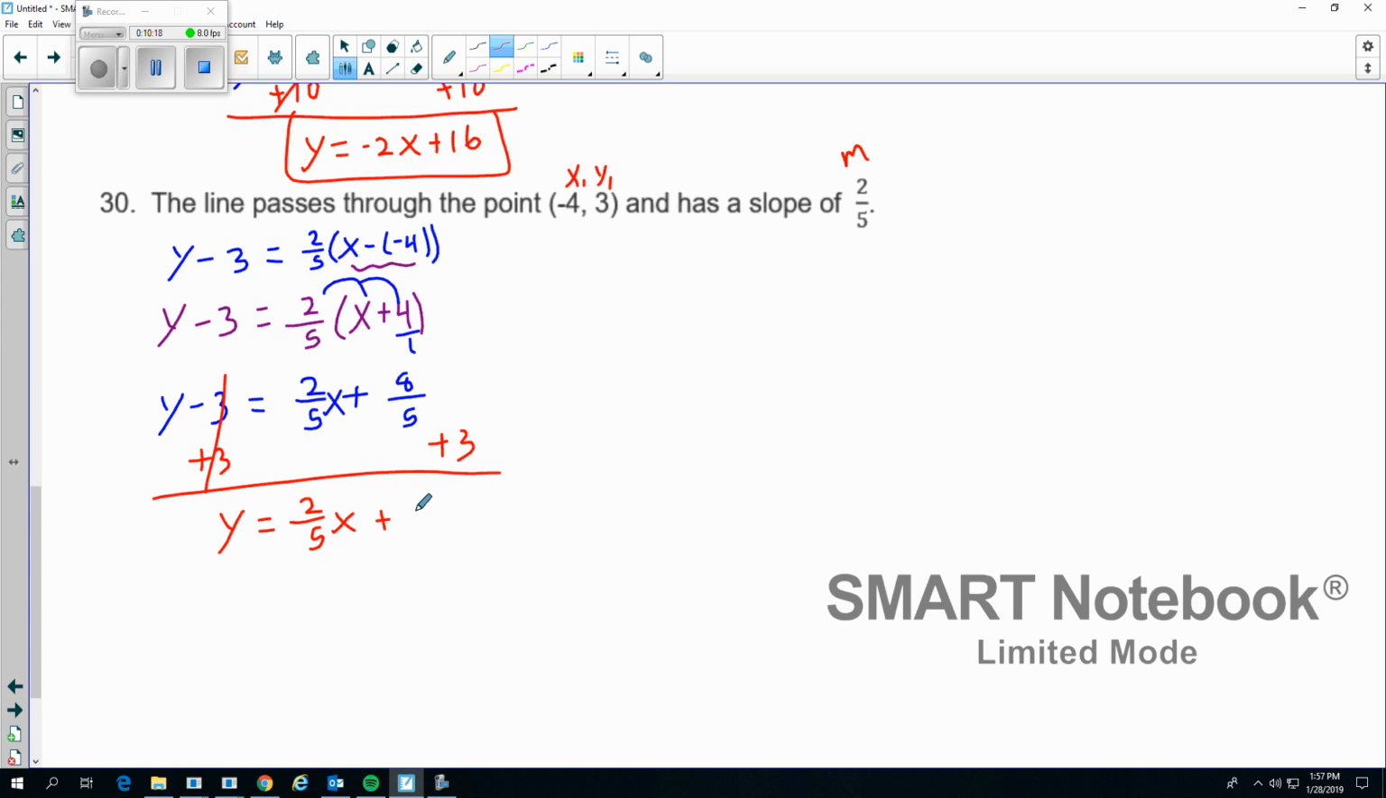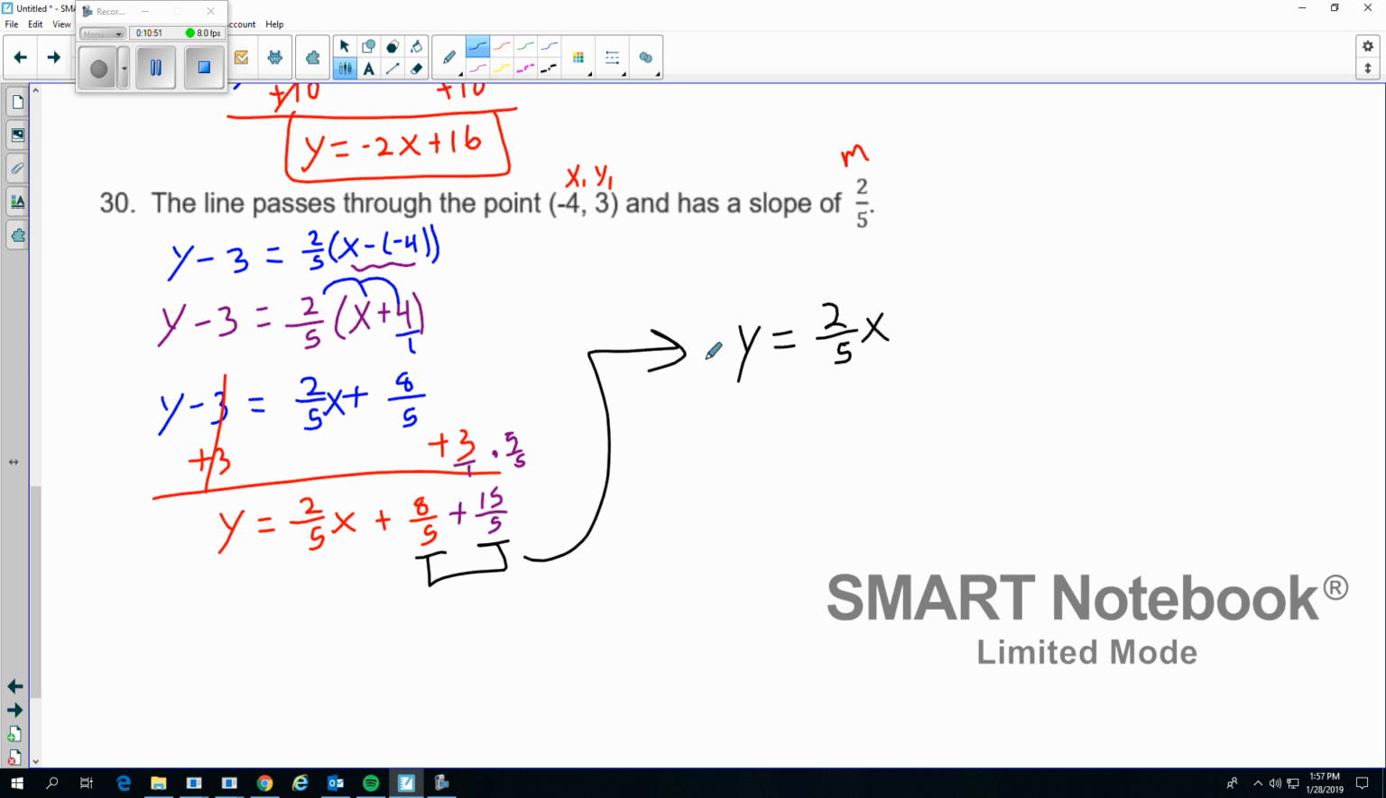So what I'm going to do here, so let's see, I got 8/5. I'm going to go ahead and take this 3, and I'm going to manipulate it by basically multiplying by 5/5. And so what that does is it changes that 3 into a 15/5. It's the same thing, 15/5, still 3, but now I have common denominators so that I can add these two parts together right here. So my final result should be y equals 2/5 x, okay? And then when I add the 8 and the 15 together, that should give me 23/5. Okay?